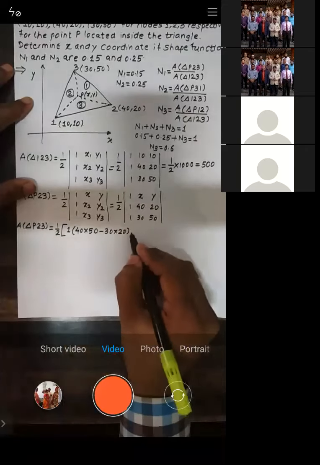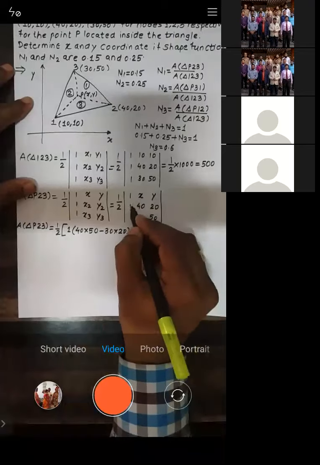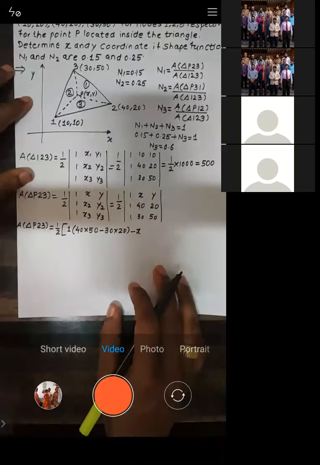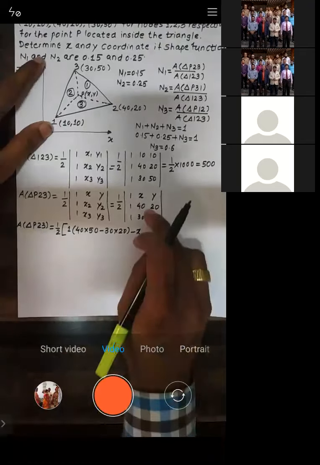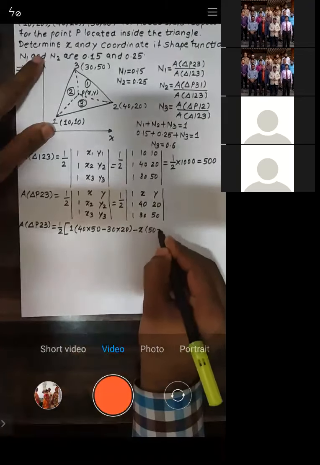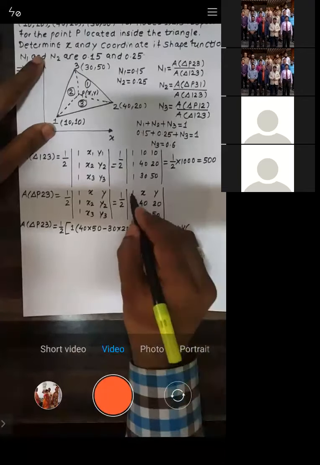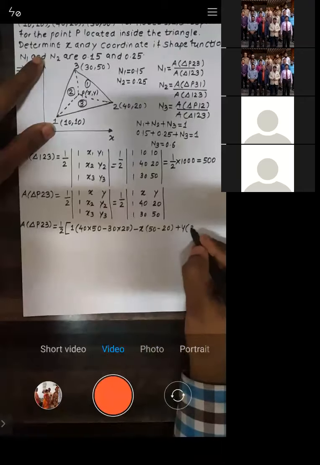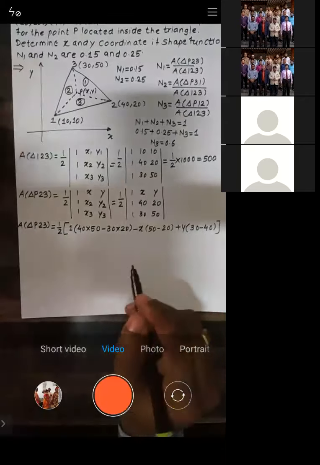Then minus x. Now this row and this column get cancelled. What is remaining? 50 minus 20. Is it okay? This into this is 50 and this into this is 20, so this is 50 minus 20. Then plus y into, now this row and this column get cancelled, 30 minus 40. Is it okay? Yes or no?